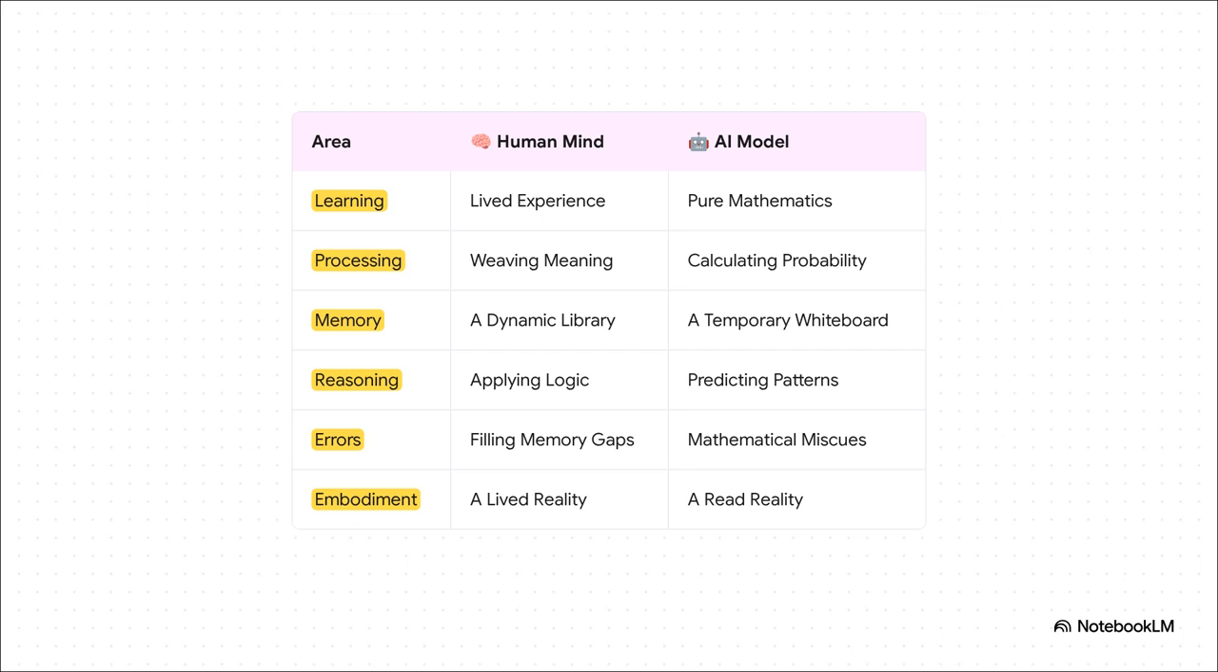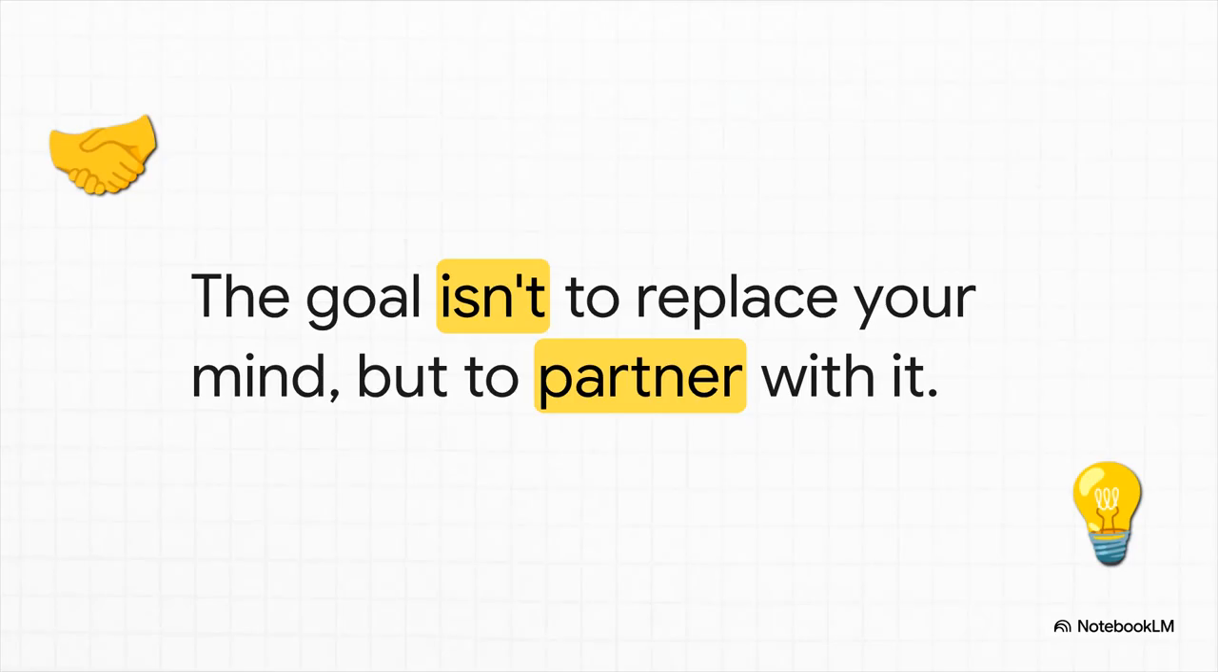So let's just step back and look at the whole picture. When you line it all up side by side, it's not even close, is it? We're not dealing with a silicon version of a human brain. We're dealing with something else entirely, an alien intelligence in a way, built on a foundation of pure math and probability. And you know what? That's okay. Because the point of this was never to build a replacement for you. The real goal is to create a partner.